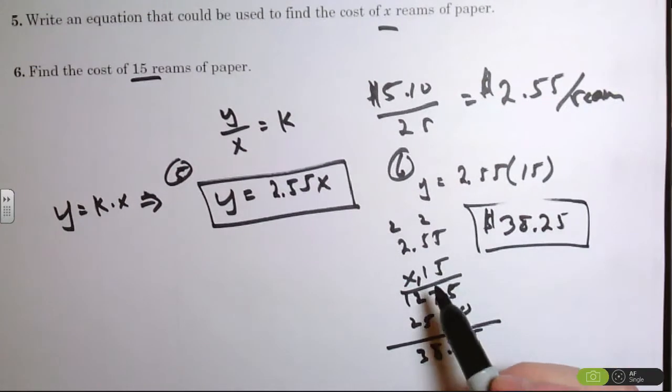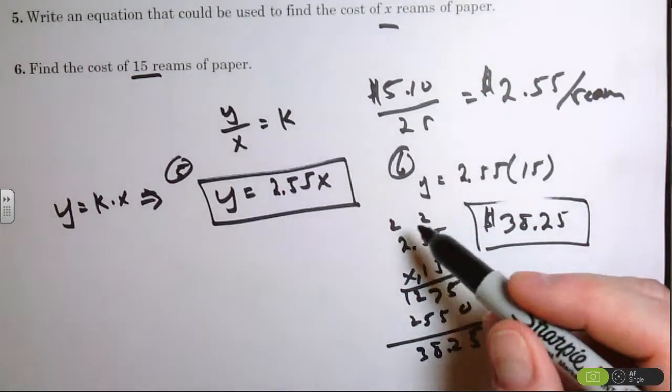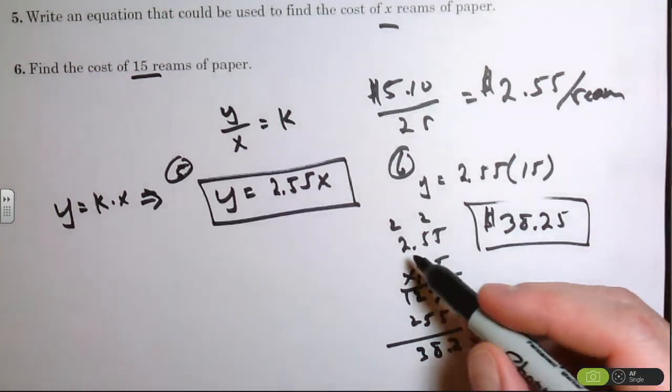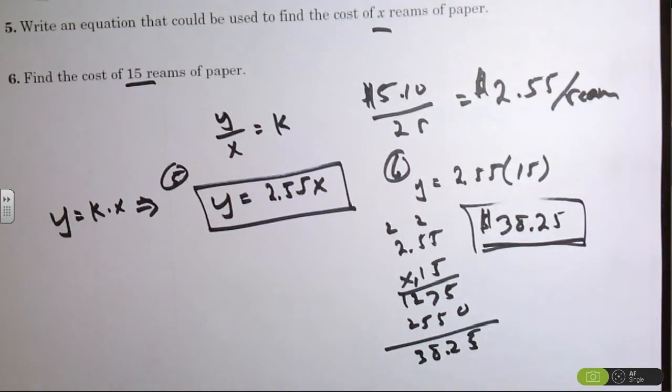Sorry, I apologize. I was looking at the paper the whole time. I didn't realize all my multiplication here was being left off screen. But you know what to do. 2.55 times 15, I get 38.25. That's how much money I'll have to pay for 15 reams of paper.